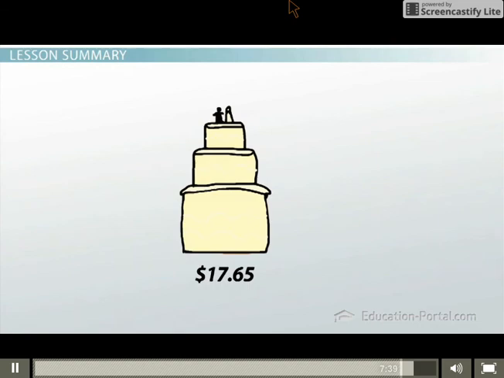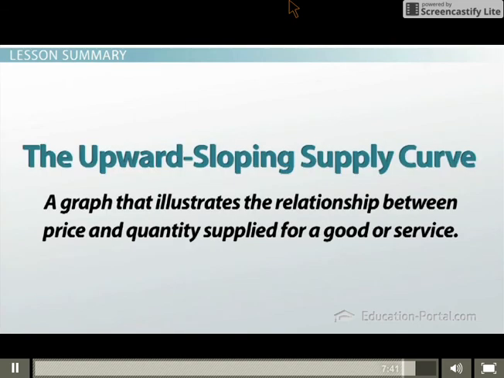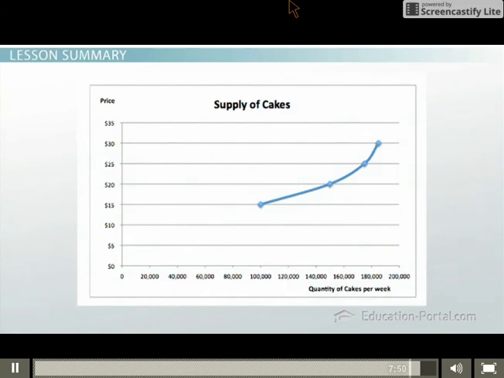This is shown by the upward sloping supply curve, which is a graph that illustrates the relationship between price and quantity supplied for a good or service. The supply curve is a visual representation of the supply schedule, which shows quantity supplied at different prices.